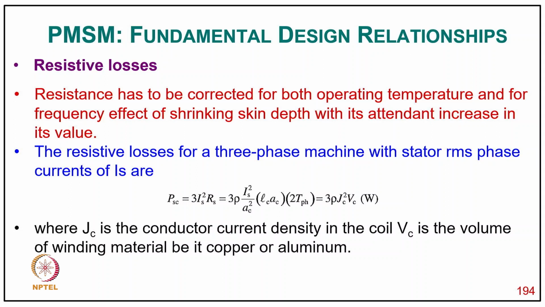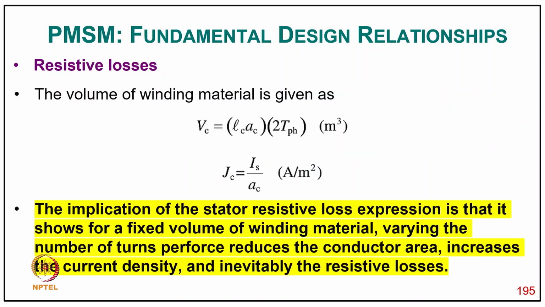PS equal to 3 IS square RS, equal to 3 rho IC square AC square into LC AC into 2 TPH, equal to 3 rho JC square VC in watt, where JC is the conductor current density in the coil, VC is the volume of the winding material, and B is copper or aluminum. Volume of material is given as VC equal to LC AC into 2 TPH in meter cube, and JC equal to IS upon AC in ampere per meter square.